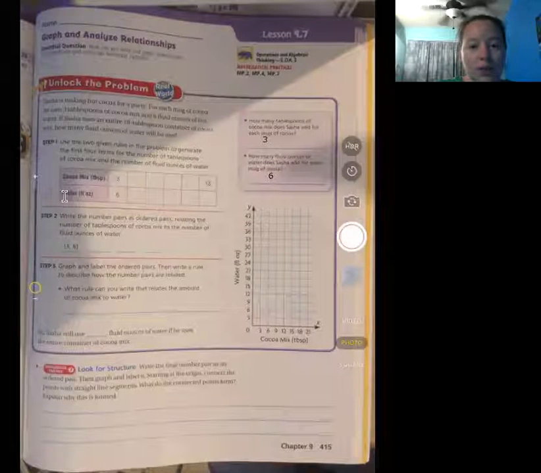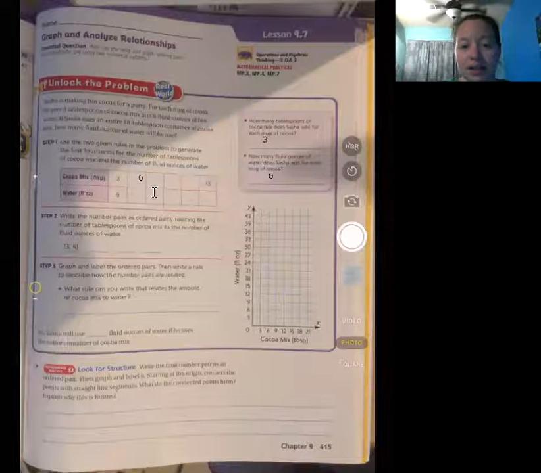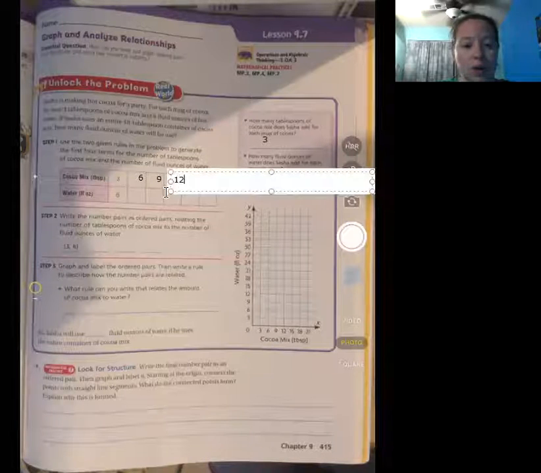Use the 2 given rules, step 1. Use the 2 given rules in the problem to generate the first 4 terms for the number of tablespoons of cocoa mix and the number of fluid ounces of water. So 3 times 1, because that's the first time, so it's 3. 3 times 2, because we have 2 cups of it, is 6. 3 times 3, because we have 3 cups, is 9. 3 times 4, because we have 4 cups, is 12.